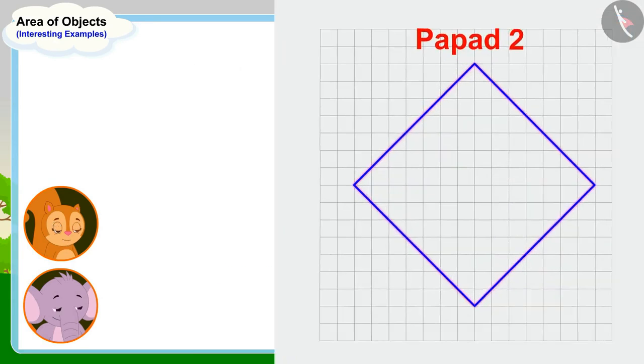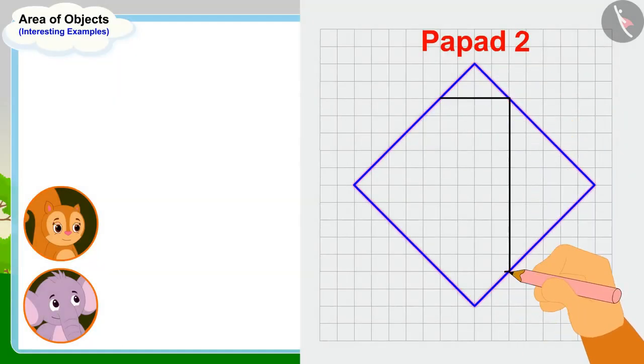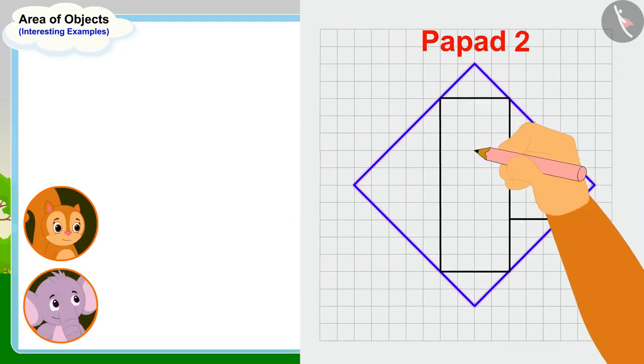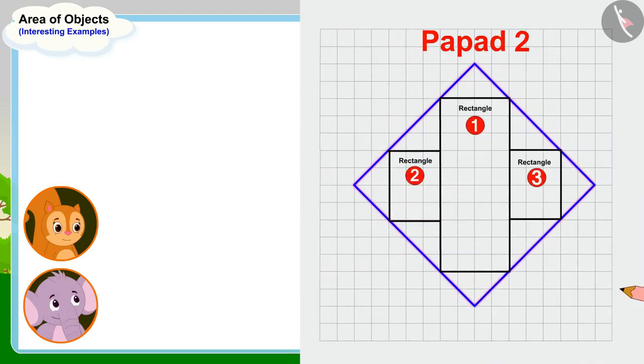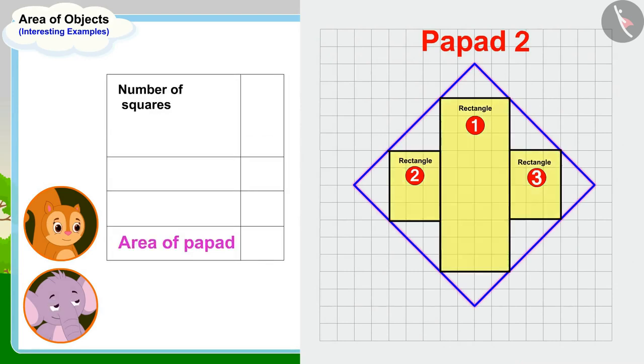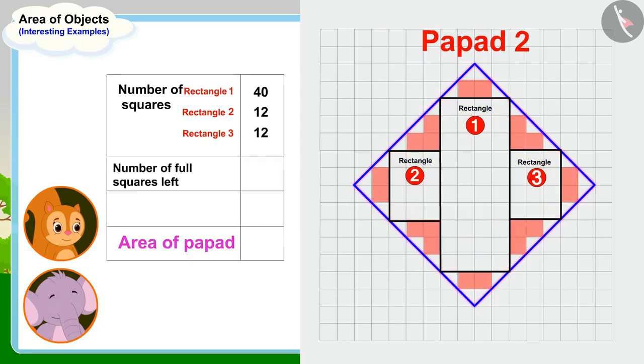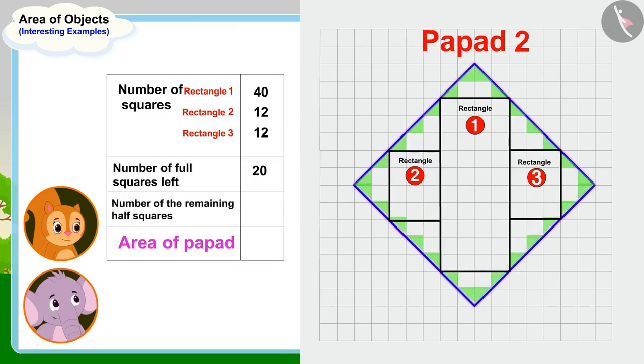Let me find the area of this papad now. Chanda told Appu. Then Chanda made such rectangles in the area enclosed by the outline of the second papad. She then wrote down the number of squares falling in those rectangles in this way. Now, Chanda wrote the number of the remaining full squares, 20, and then she wrote the number of the remaining half squares, 28, or 14 full squares.